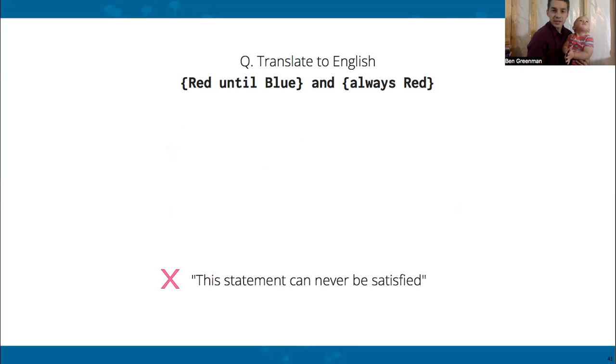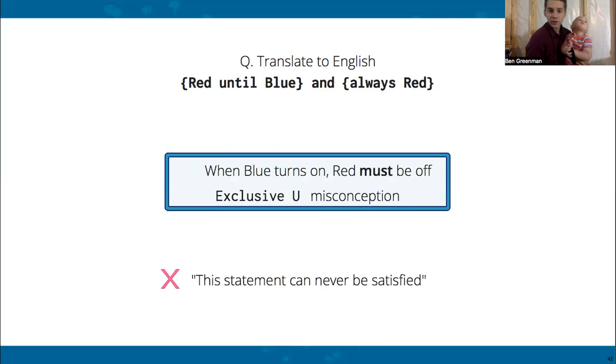This third one, though, is interesting because it points to what we call an exclusive U misconception. It says, in this case, we've got red until blue, so that must mean when blue turns on, red has to turn off. So exclusivity in general is saying that when the right-hand side of an until is satisfied, the left-hand side has to be false. These two things have to happen at the same time. And that's not right. So we label that as an important misconception to know of.